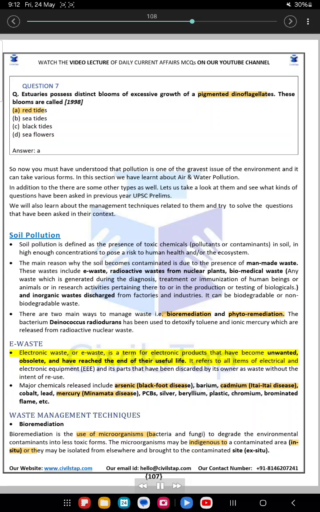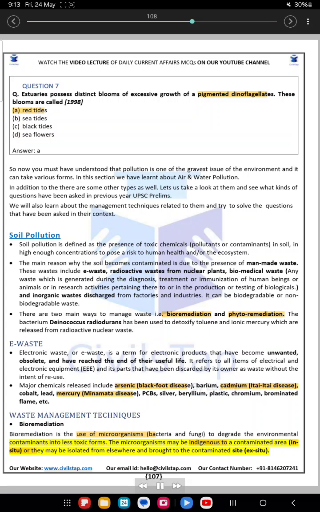Electronic waste, or e-waste, is a term for electronic products that have become unwanted, obsolete, and have reached the end of their useful life. It refers to all items of electrical and electronic equipment and its parts that have been discarded by its owner as waste without the intent of reuse. Major chemicals released include arsenic (blackfoot disease), barium, cadmium (Itai-itai disease), cobalt, lead, mercury (Minamata disease), PCBs, silver, beryllium, plastic, chromium, brominated flame retardants, etc. Waste management techniques. Bioremediation. Bioremediation is the use of microorganisms, bacteria and fungi to degrade the environmental contaminants into less toxic forms.